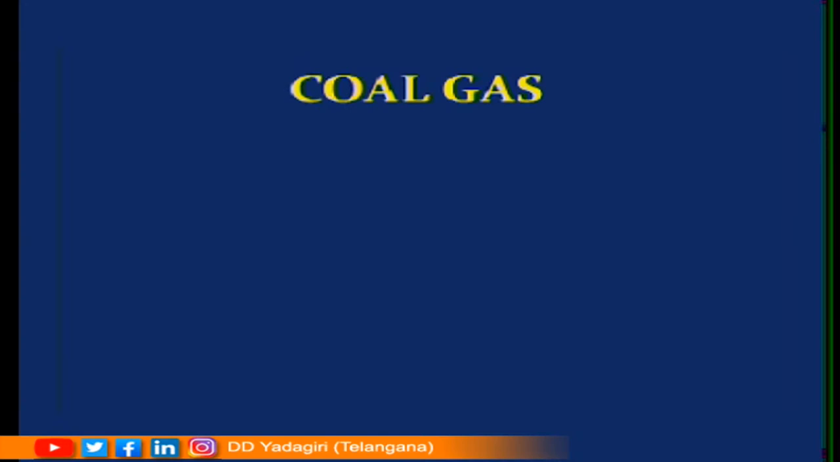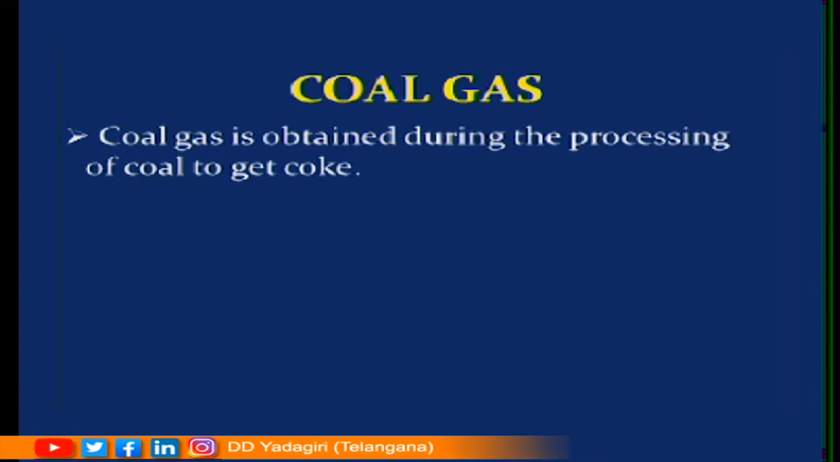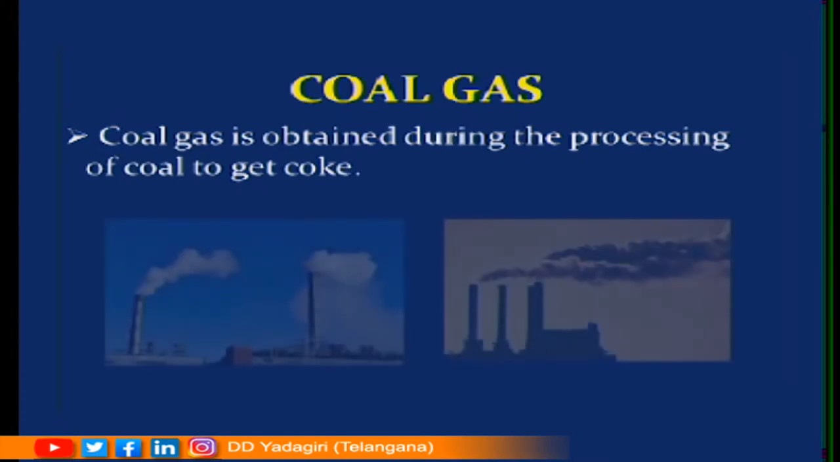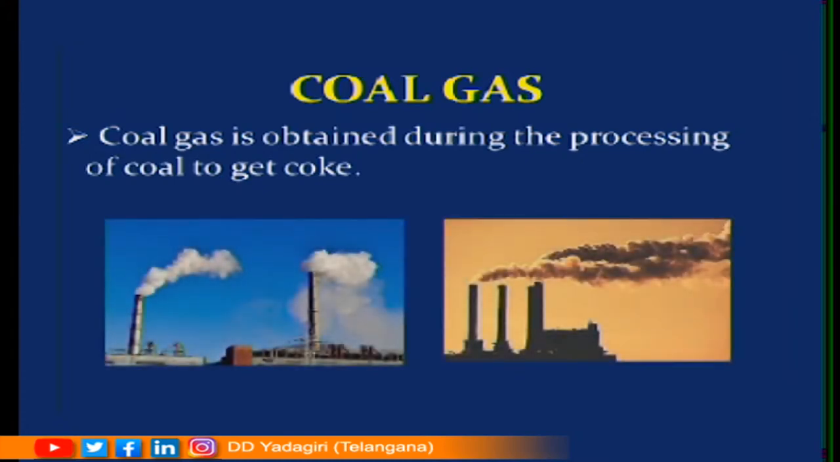Now, another important product of coal is coal gas. Coal gas is obtained during the process of heating coal to get coke. While making coke, we get coal gas. We will see this in a small experiment after some time. It is the coal gas that comes out of industries when coal is burnt, especially in thermal power stations, where we burn much coal to get electricity.